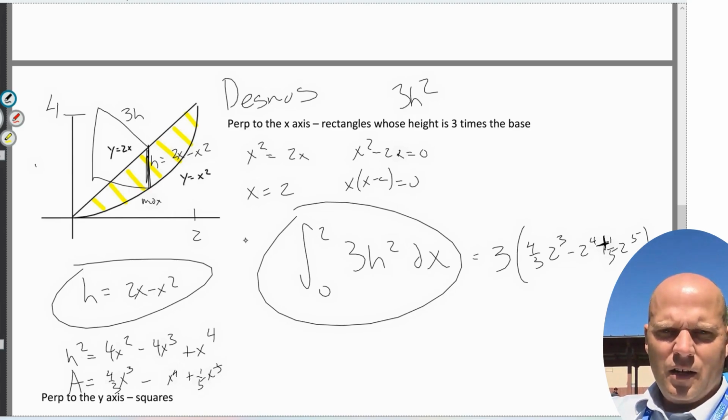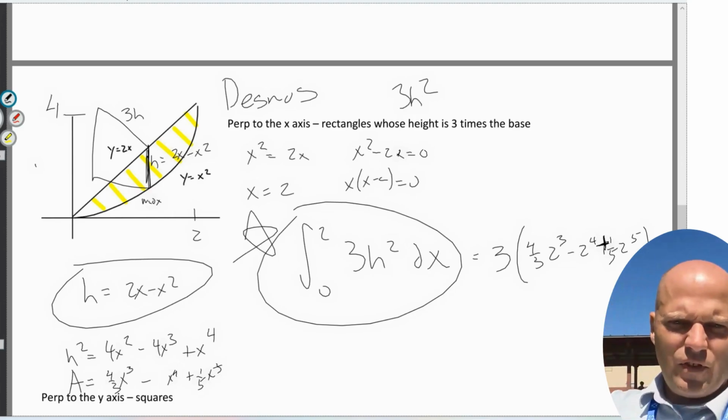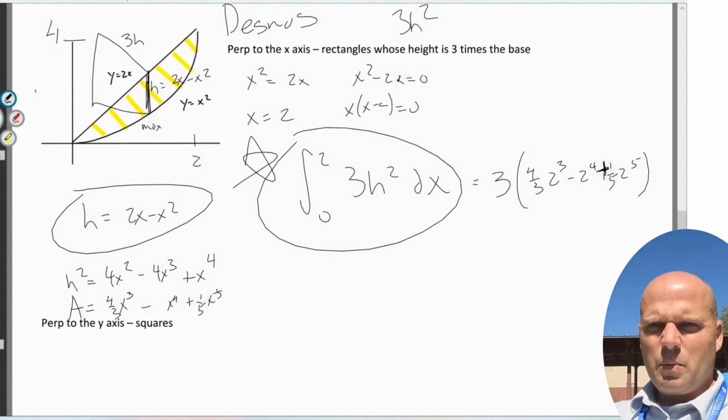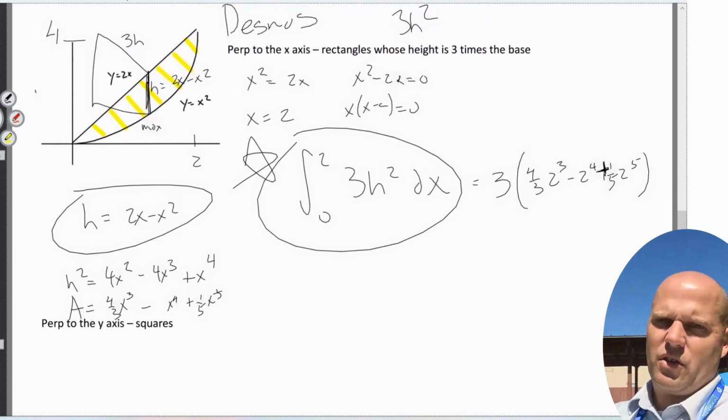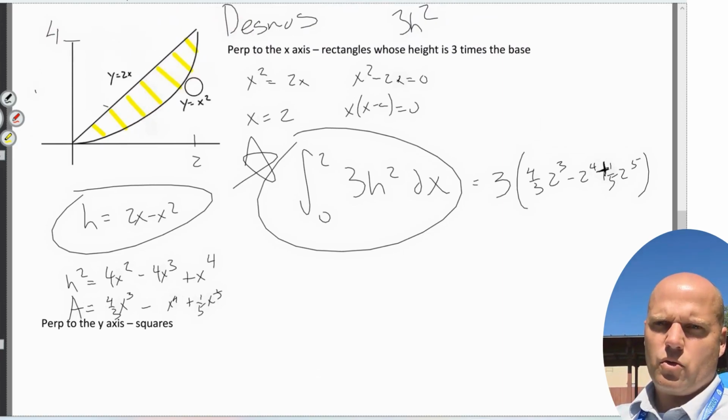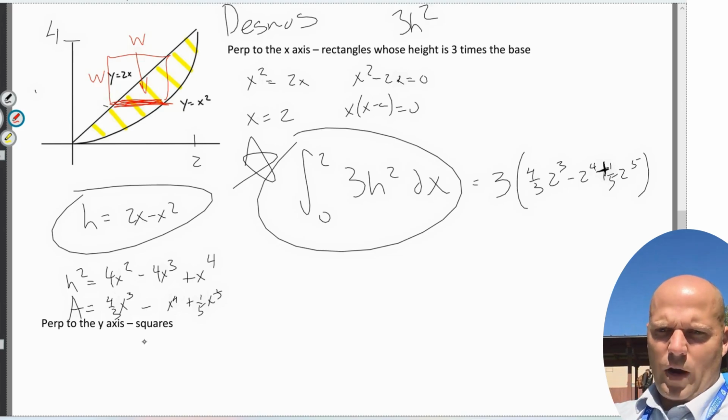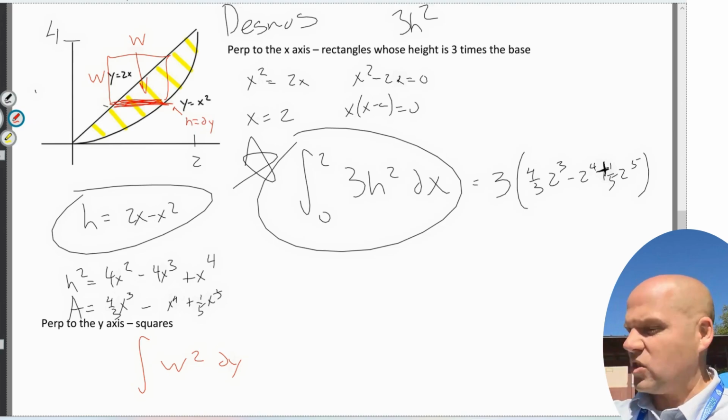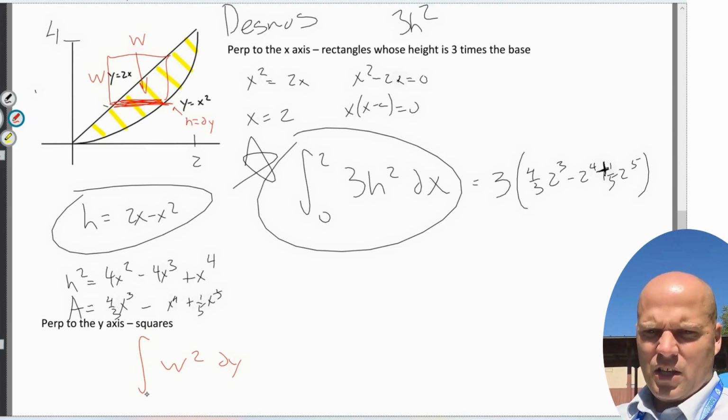Bam. Great if you got that. If you get this, even better. Perpendicular to the y-axis squares. All right, so perpendicular to the y-axis, I now have a very long width. We have squares who are going to also have this w. So it's going to be w squared, summing up w squared times dw is the skinny height of this. Dy, which is the skinny height of this.